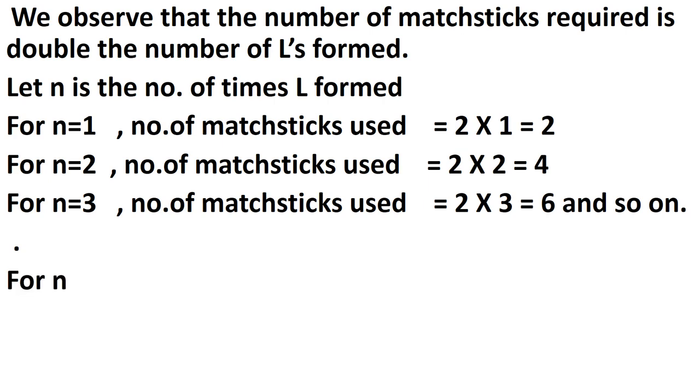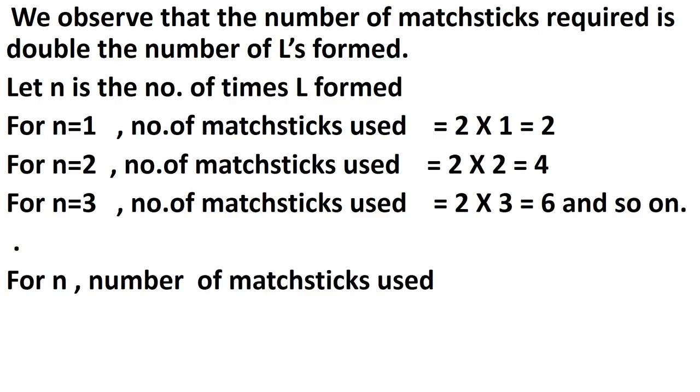So what is the formula you have seen here? For n number of times, matchsticks used equal to 2 multiplied by n equal to 2n. This is the formula. When we are making L n number of times, we don't know this n. This can be 4, 5, 10, 20, 50, whatever it is. For n, the number of matchsticks used is 2 for 1L, multiplied by the number of times we are making L. Now we are making n number of times. So it is 2 multiplied by n, 2n.